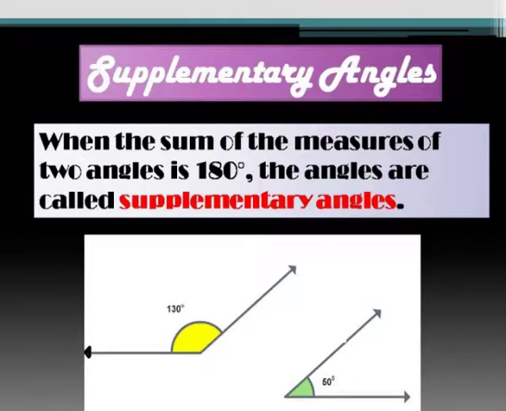Next, supplementary angles. Supplementary angles are a pair of angles in which the sum of the measures of the two angles is 180 degrees. So if we add two angles and exactly get 180 degrees, then the two angles are called supplementary angles. Here you can see 130 degrees plus 50 degrees. Both added together give you 180 degrees, so both angles are supplementary angles.